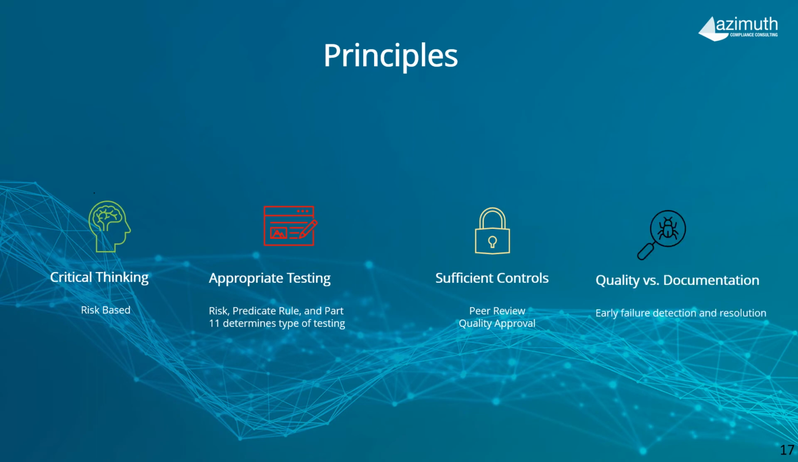It all comes down to limiting documentation by improving testing, thus improving quality. Agile's focus is early failure detection and resolution, a continuous improvement model where the team learns from each failure detected and how to do better testing in the future.